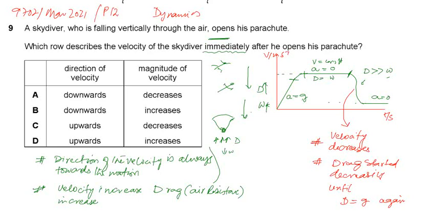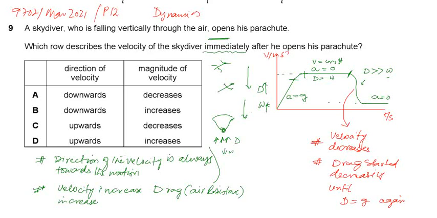02 March 2021, paper 1, variant 2, topic dynamics. Question number 9. A skydiver who is falling vertically through the air opens his parachute. Which row describes the velocity of the skydiver immediately after he opens his parachute?